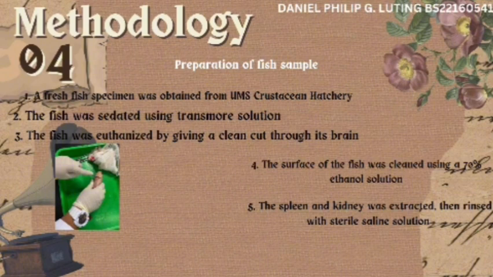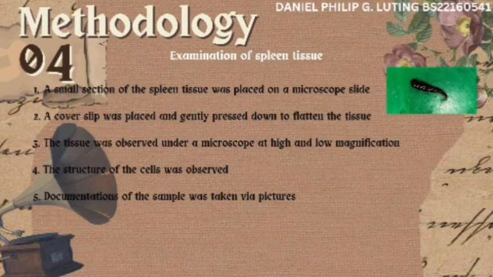So next, we move on to the methodology part of this experiment. Firstly, we need to prepare a fish sample. A fresh fish sample was obtained from our UMS crustacean hatchery, and then the fish was sedated using tricaine solution. After that, the fish was euthanized by giving a clean cut to its brain, and then the fish was cleaned by using an ethanol solution. After that, the spleen and kidney were extracted and rinsed with sterile saline solution.